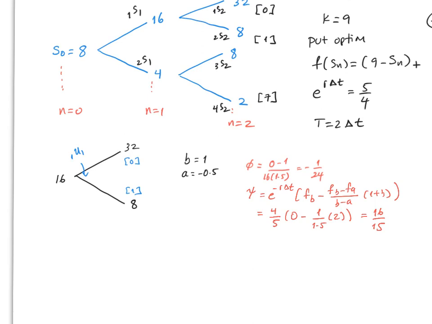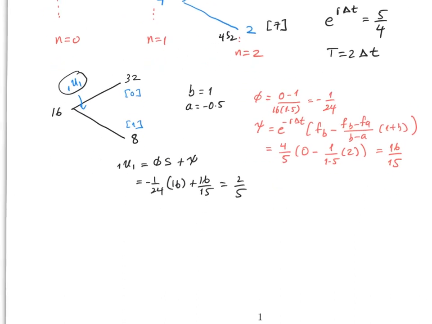So then the value for 1U1, which is this one, is going to be equal to phi S plus psi, the exact same thing we did before. So this is minus 1 over 24 times 16, because that's the price of the stock at this point, plus 16 over 15, and this is equal to 2 over 5. Again, you should stop the video and check that this is the case.